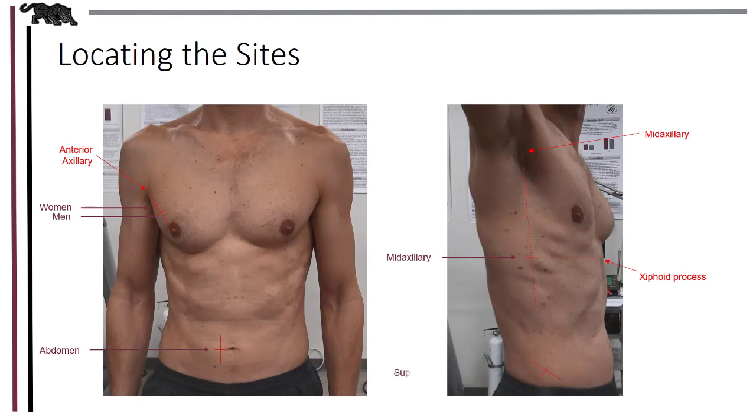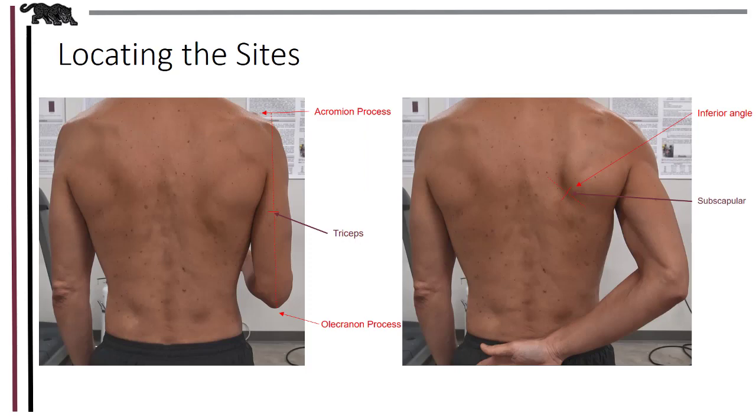The suprailiac is a diagonal fold along the anterior axillary line just above the natural angle of the iliac crest. The iliac crest is another landmark that can easily be felt, but if needed, you can ask the client to bend to the left to expose it. Now you'll see some equations that use the biceps, but the Jackson and Pollock that we're using does not, so we won't cover that one.